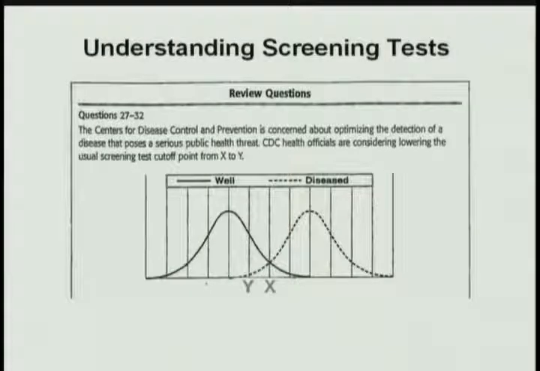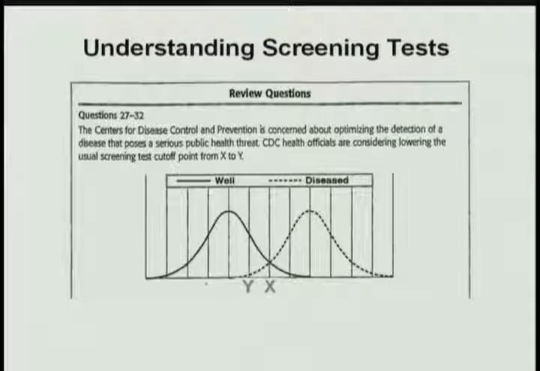And finally, one additional question on the top of the next page. Using the same graph, let's do question 32. Question 32 says, at cutoff X, sensitivity is what? What is the sensitivity at cutoff X? What do you think we should do here?